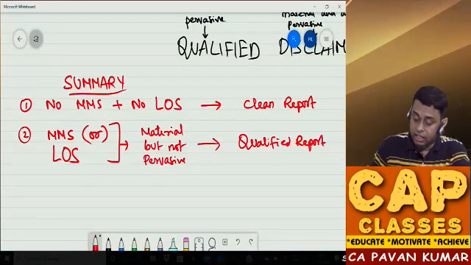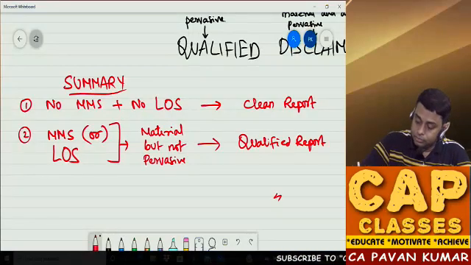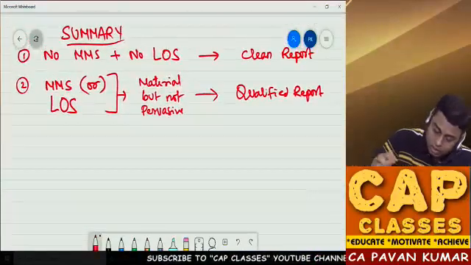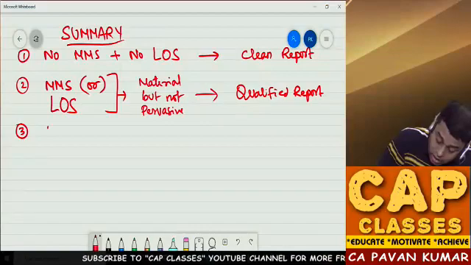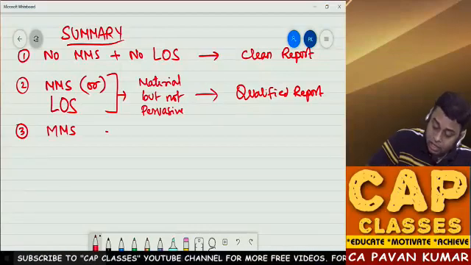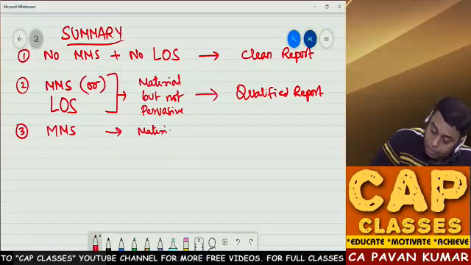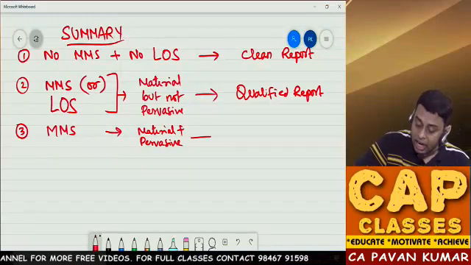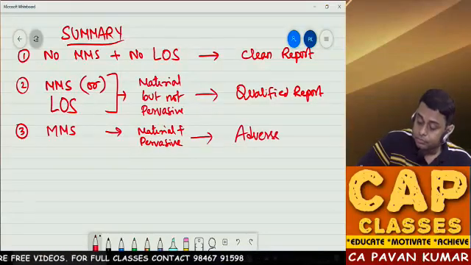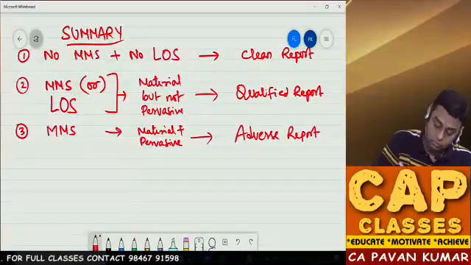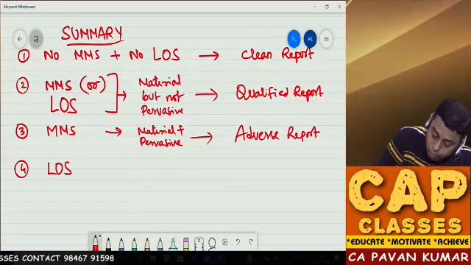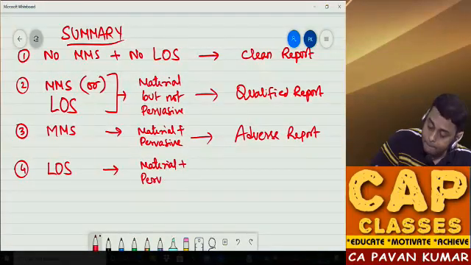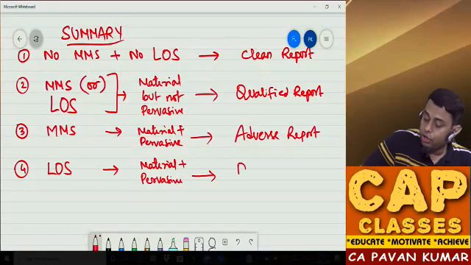Then the third one is material misstatement, which is both material plus pervasive. Material and pervasive misstatement, then you give an adverse report. Fourth, limitation on scope which is material plus pervasive, then you give a disclaimer of opinion.